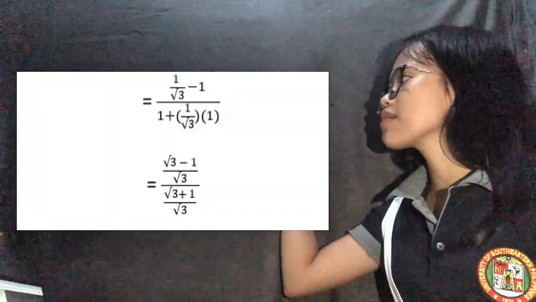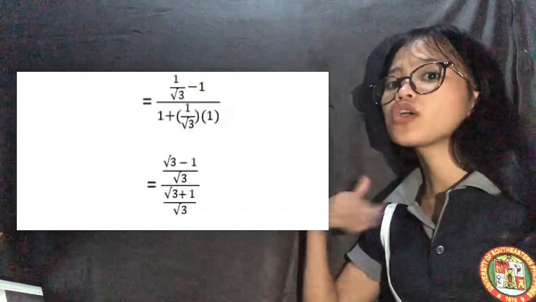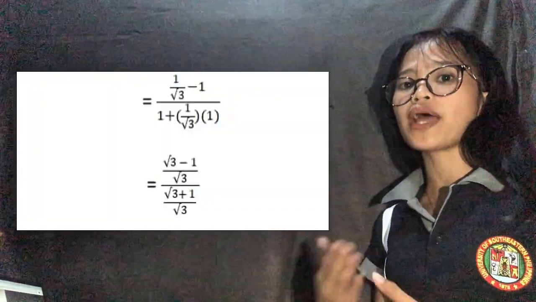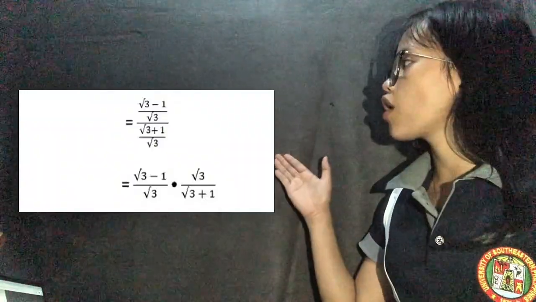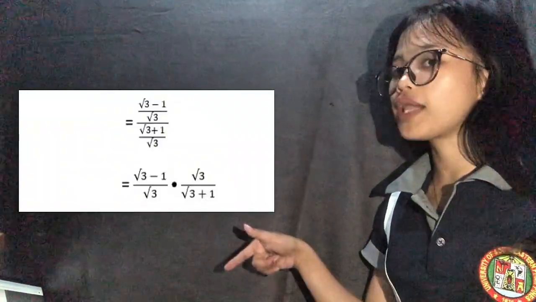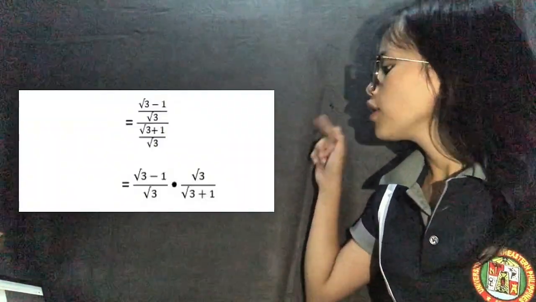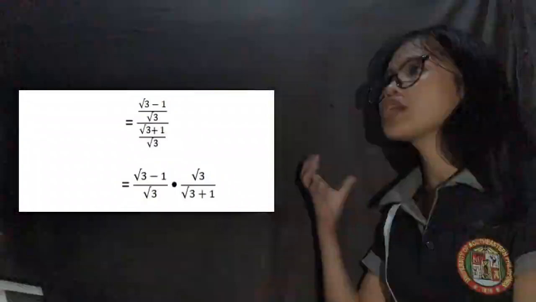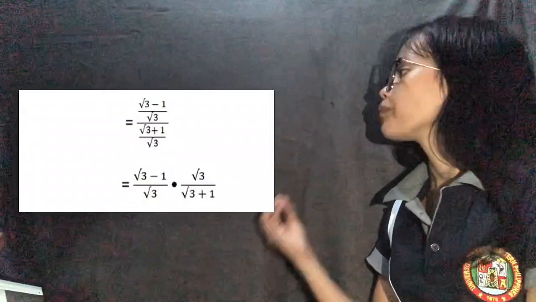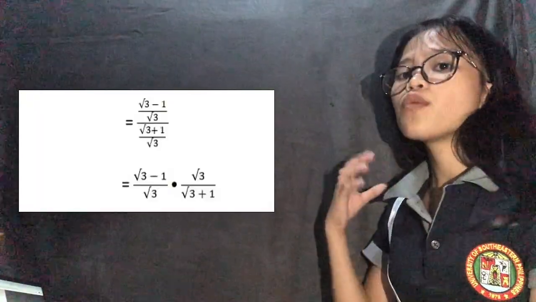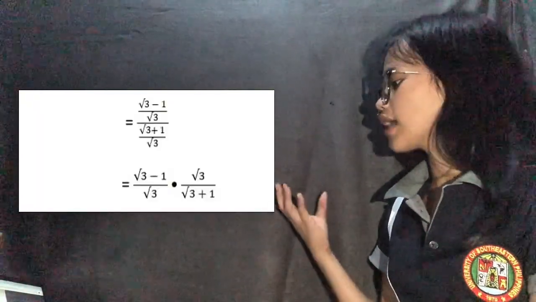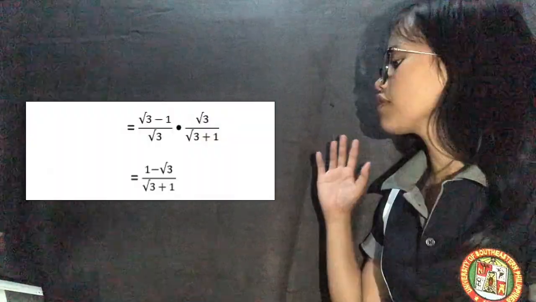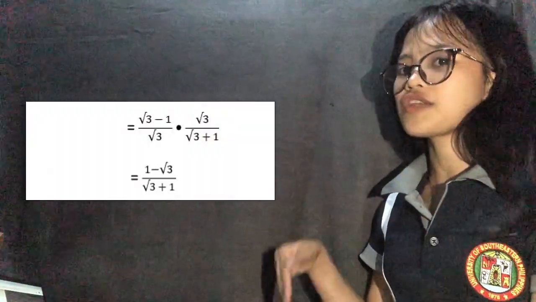Now, this seems to be complicated. What we're going to do is multiply by the reciprocal. So we will now have square root of 3 minus 1 over square root of 3 multiplied by square root of 3 over square root of 3 plus 1. So you can now easily see the result. So we will now multiply it, and we will get square root of 3 minus 1 over square root of 3 plus 1.